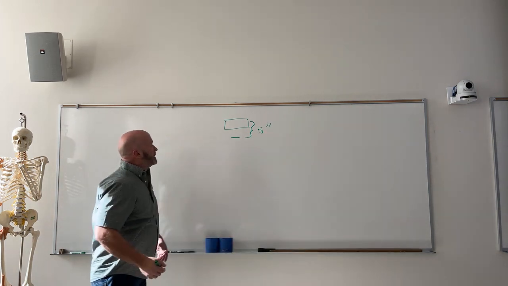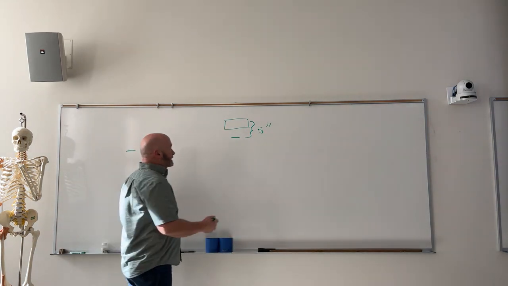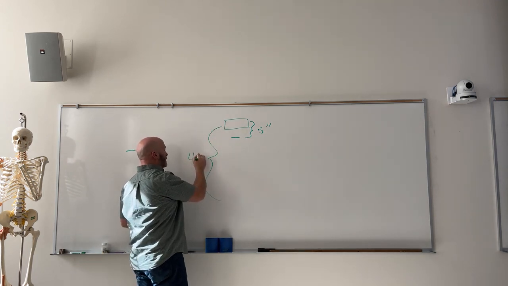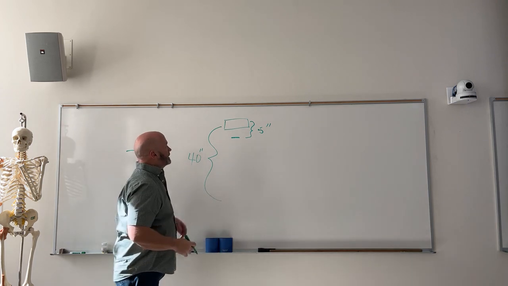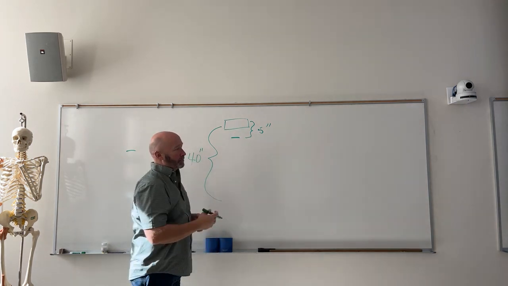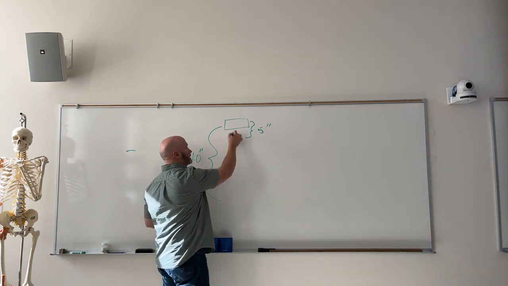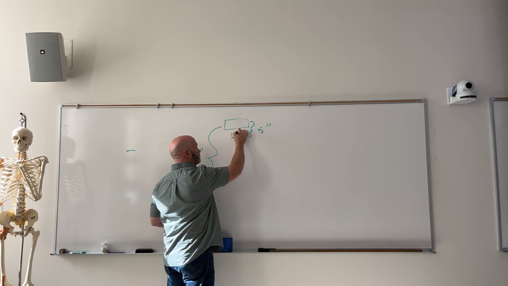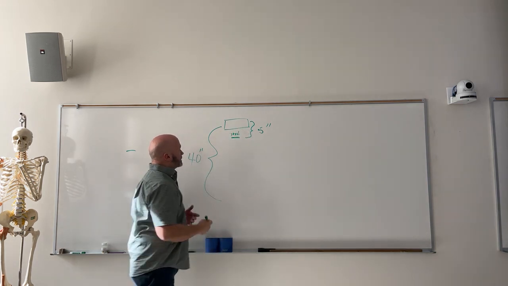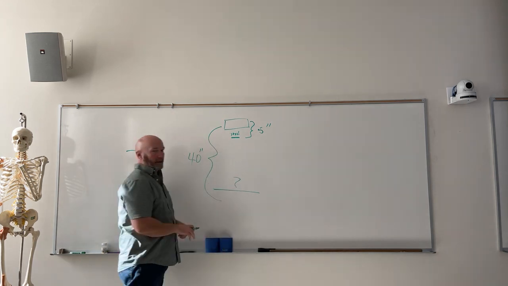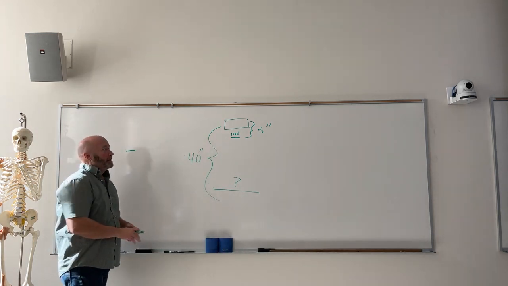All right. So then we've got an SID of how far? 40. There we go, 40 inches. So then we've got a diaphragm. In this case, it's a rectangular diaphragm. And what does it say it is? 10 by 4. Okay, so 10 by 4. And what we don't know is this down here, right?